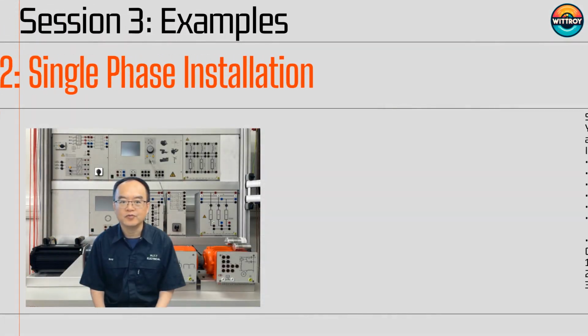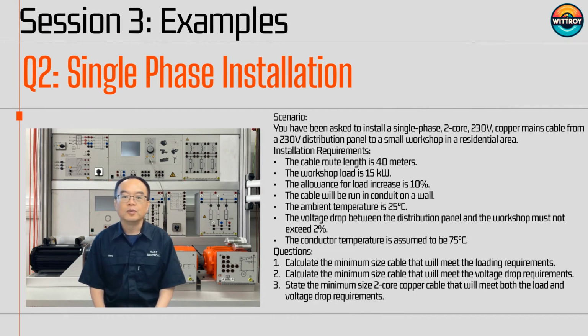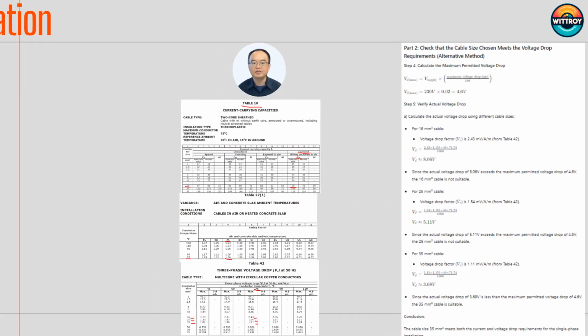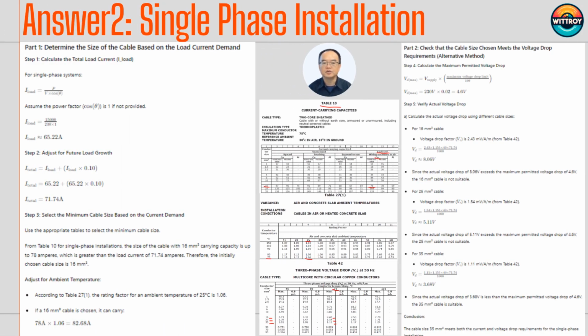Okay, let's look at the single-phase installation question. You can pause this screen for longer if you need to do the calculation yourself. After 3 seconds, I will show you the answer with all the steps. Ready? Here's the detailed solution for the answer to question 2. Single-phase installation. Review these steps and make sure you understand each part of the calculation. This will help you confidently choose the right cable size for similar installations in the future.